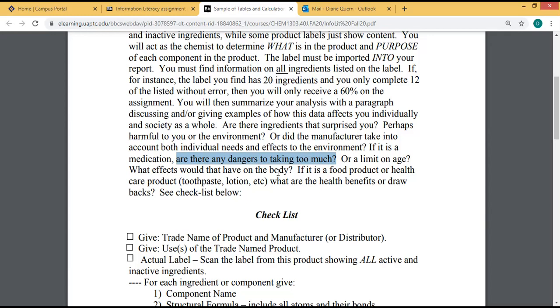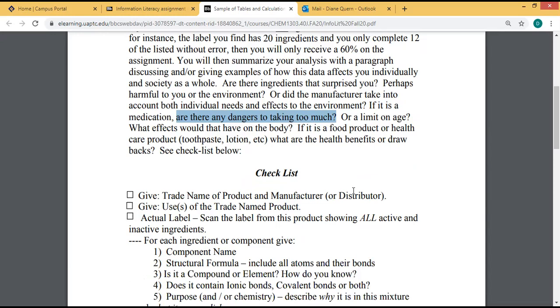If it's a food product or a healthcare product, what are the benefits? What are the drawbacks? A lot of makeup has very small amounts of toxic compounds and chemicals in it, but used over a long period of time, and if you use a lot of it, that could affect your health. So just discuss that, okay? Pick a few of the ingredients and elaborate on them.